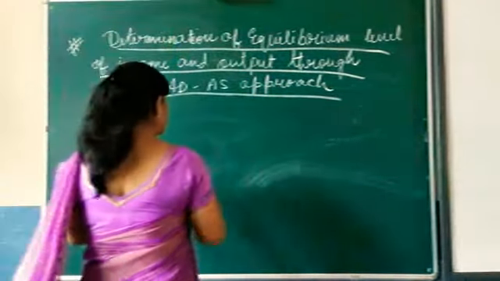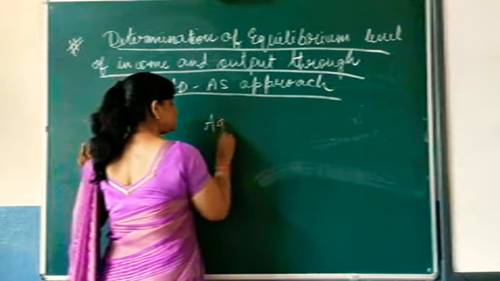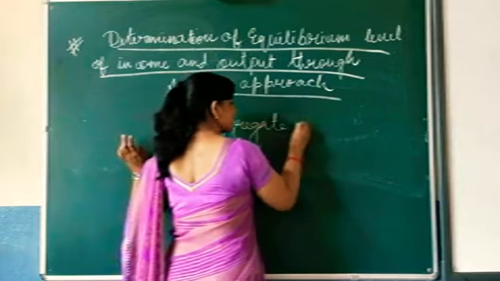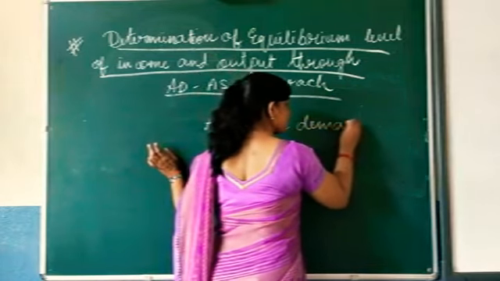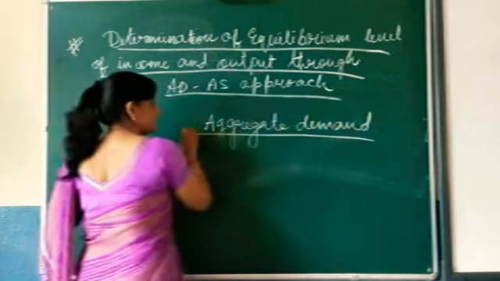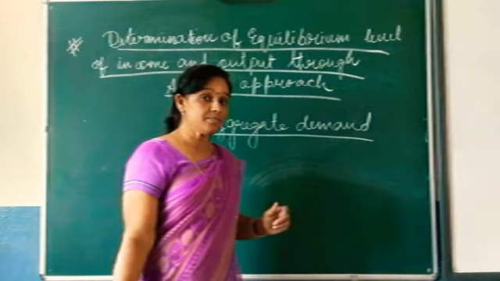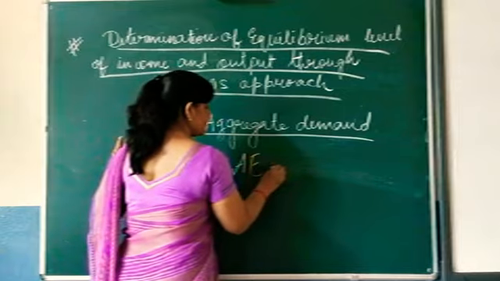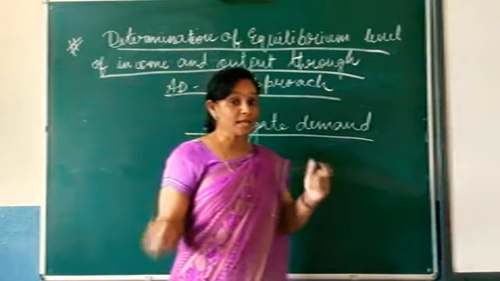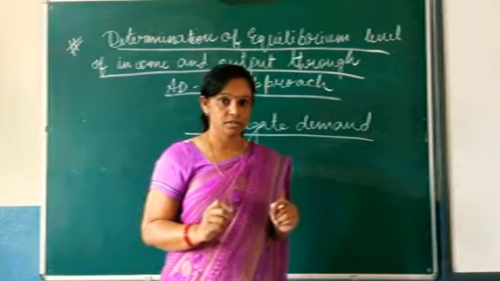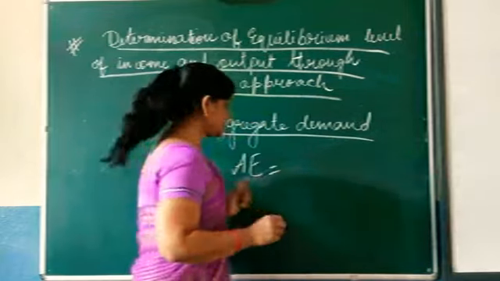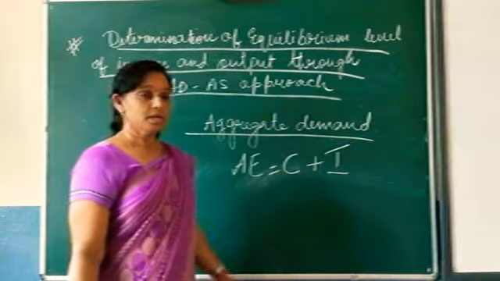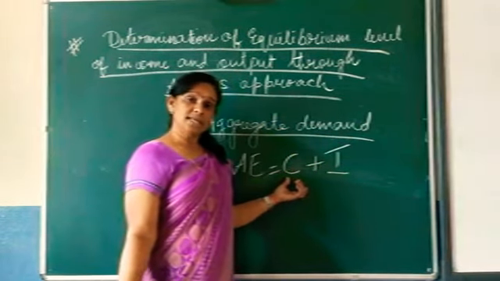Now let me explain to you aggregate demand. And what will be the symbol of aggregate demand? What is the symbol of aggregate demand? AE. And according to Keynes, and we are doing this Keynesian model, what is aggregate demand according to Keynes? C plus I. C I told you. C is what?